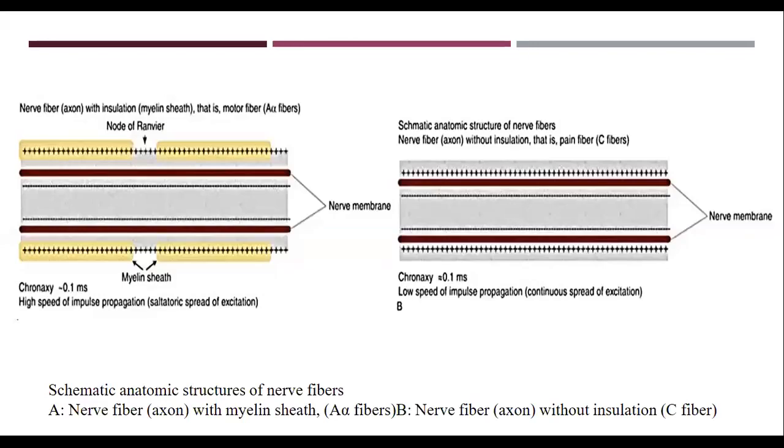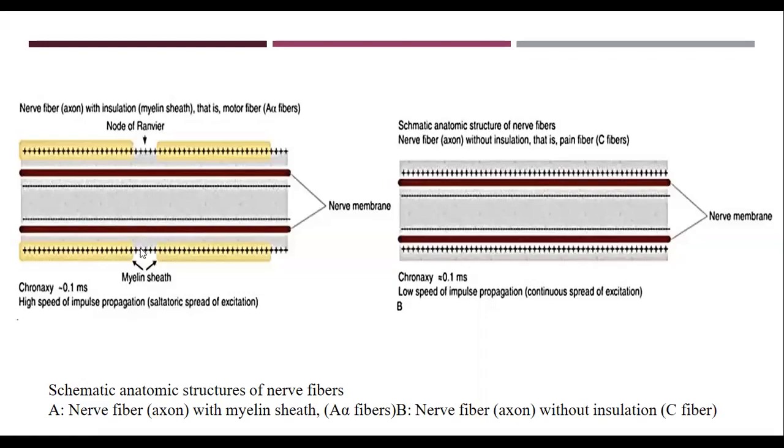This is explained in this picture. This is the normal nerve fiber axon with insulation, that is a myelin sheath. You can see this is the myelin sheath and this is a node of Ranvier. This is the A alpha fibers or the motor fibers. A alpha motor fibers have a high speed of impulse propagation, called saltatory spread of excitation. Here the sodium will jump from one node of Ranvier to another node of Ranvier, so the speed of impulse propagation will be high. Here the chronaxie will be 0.1 milliseconds.